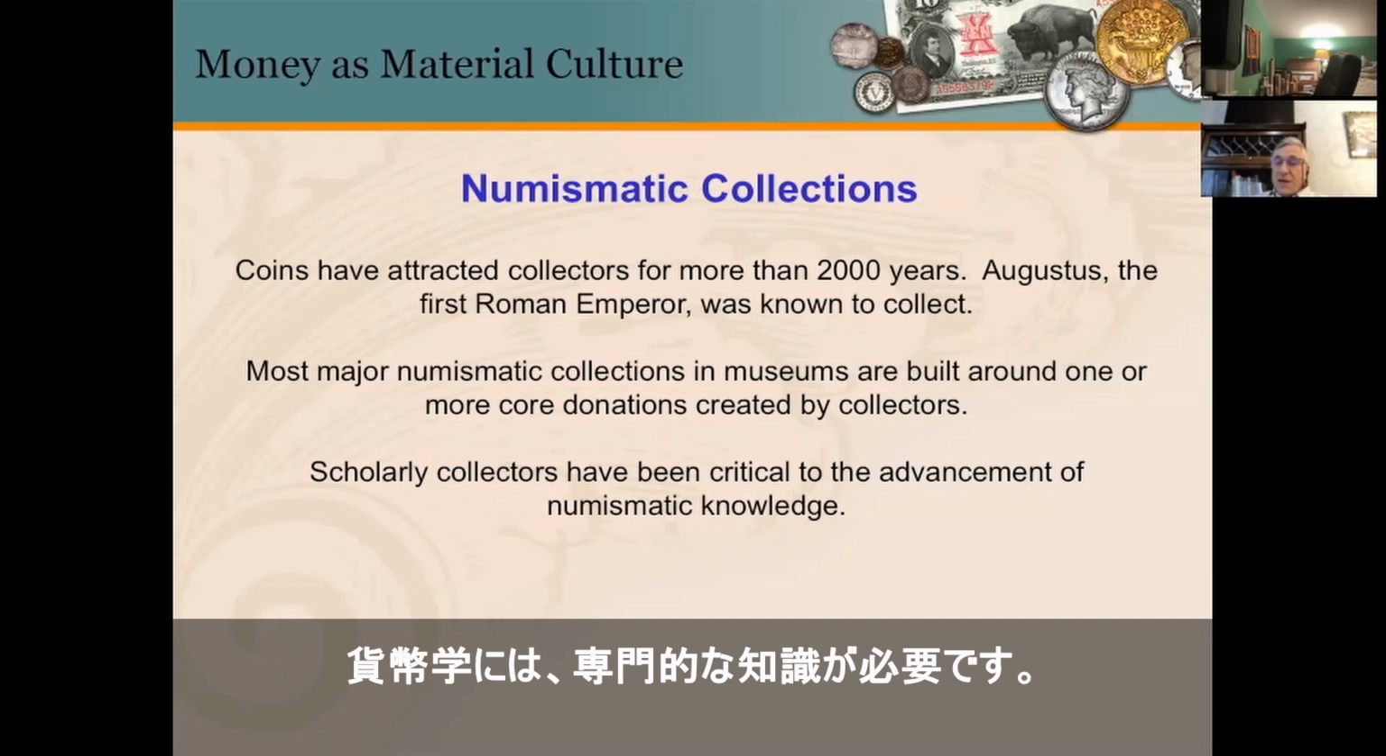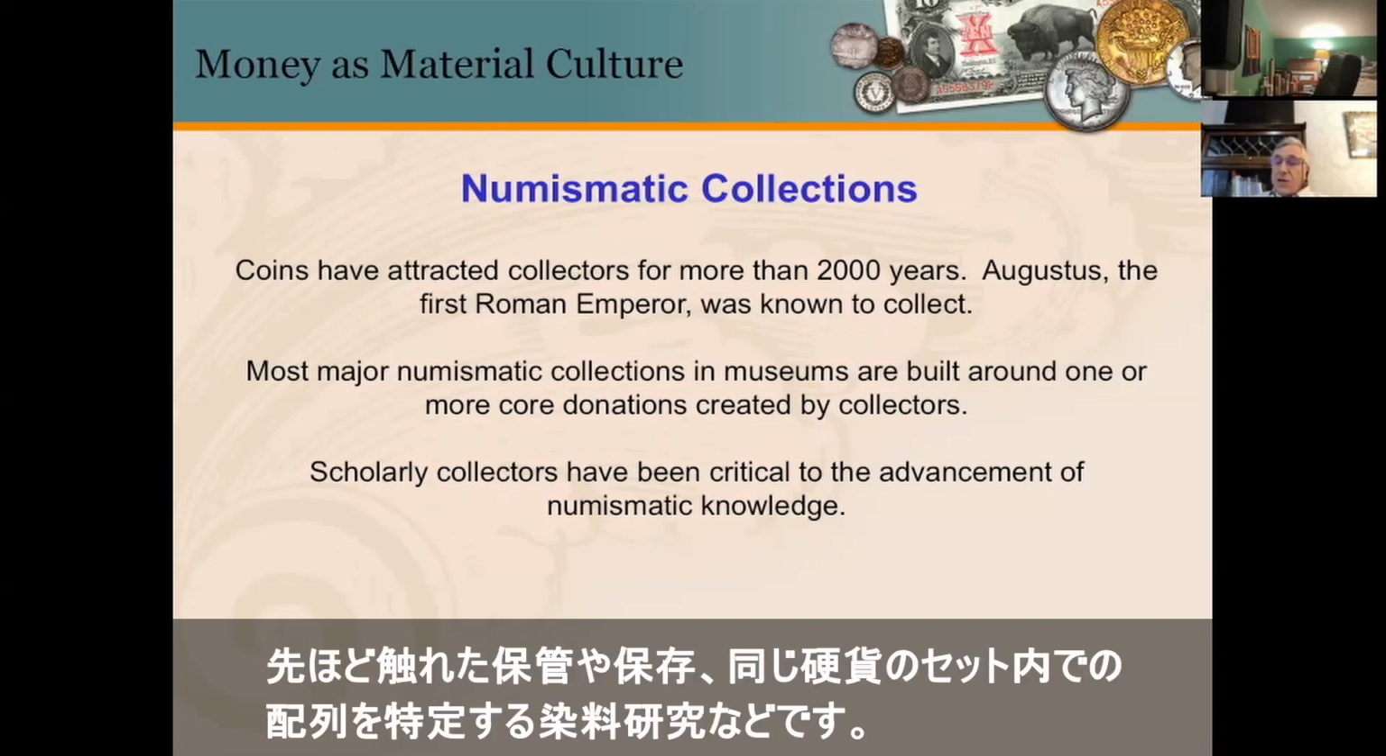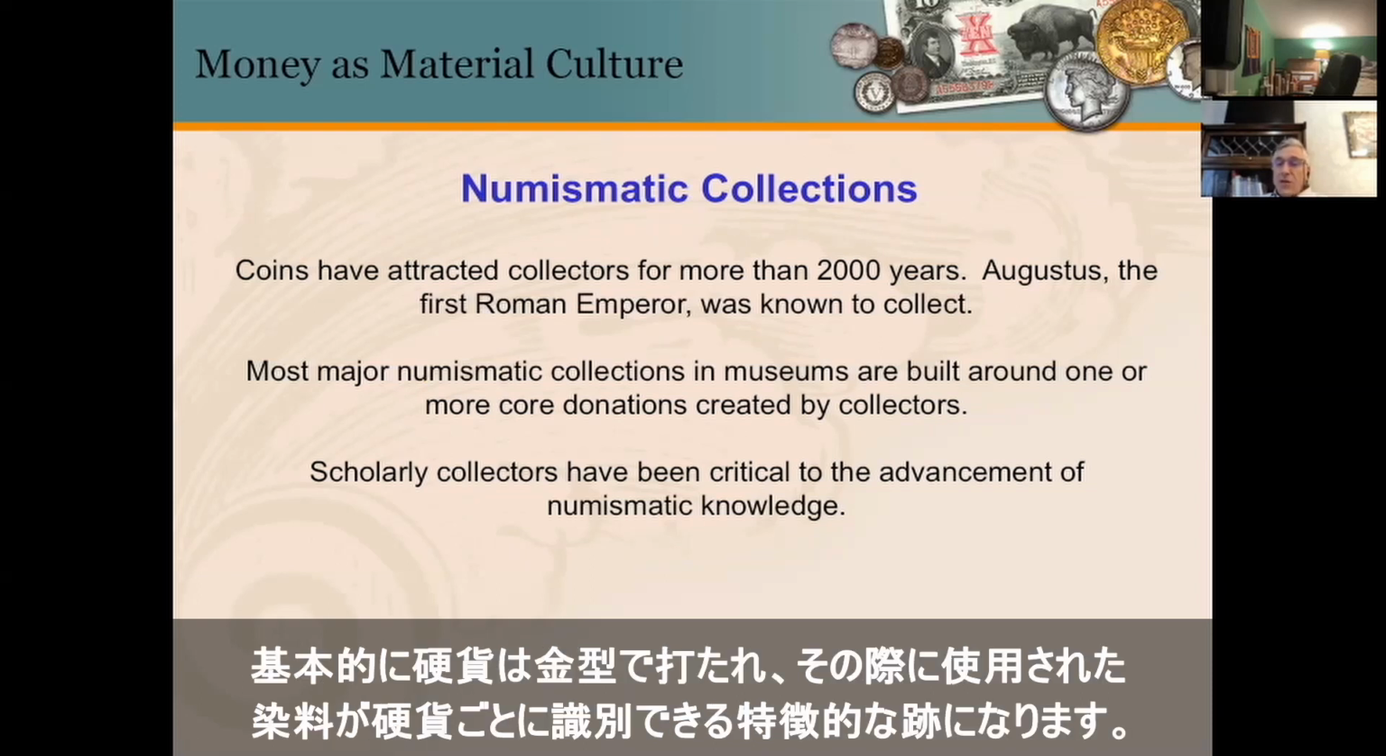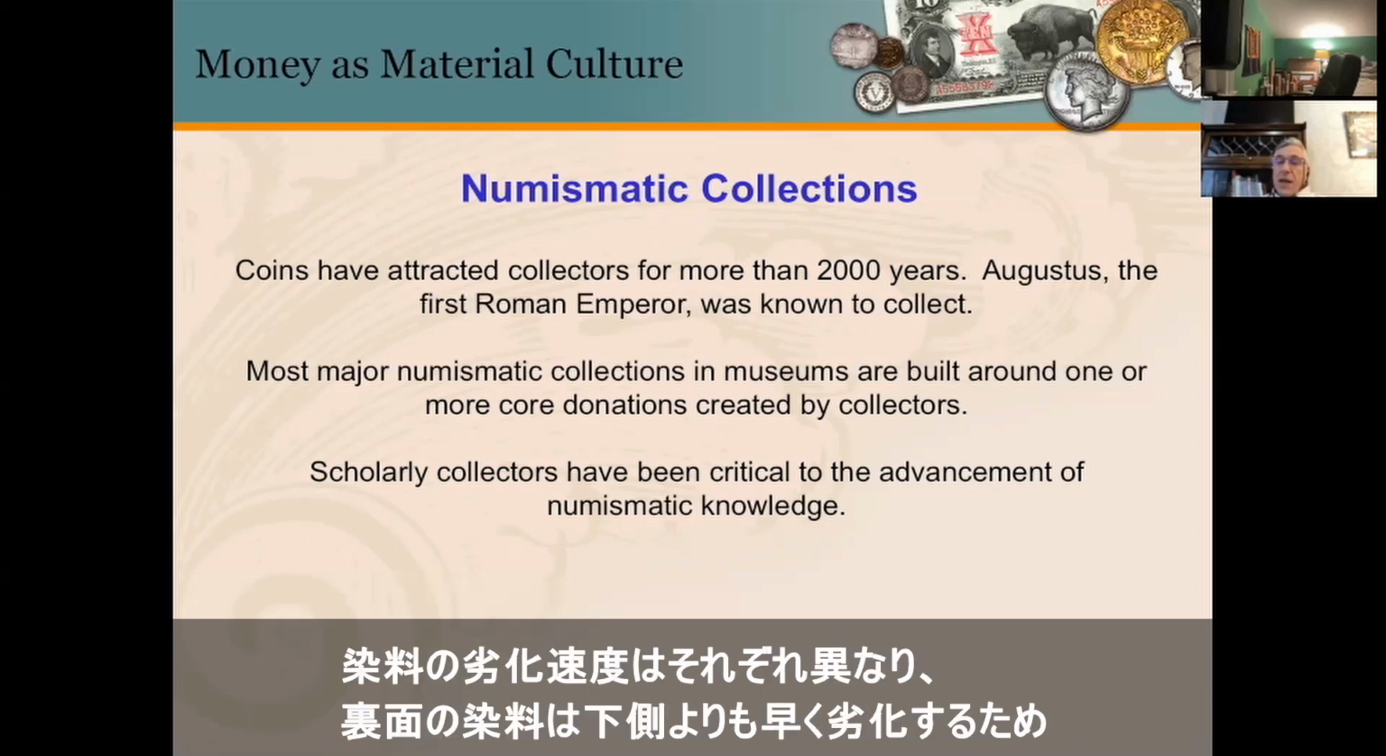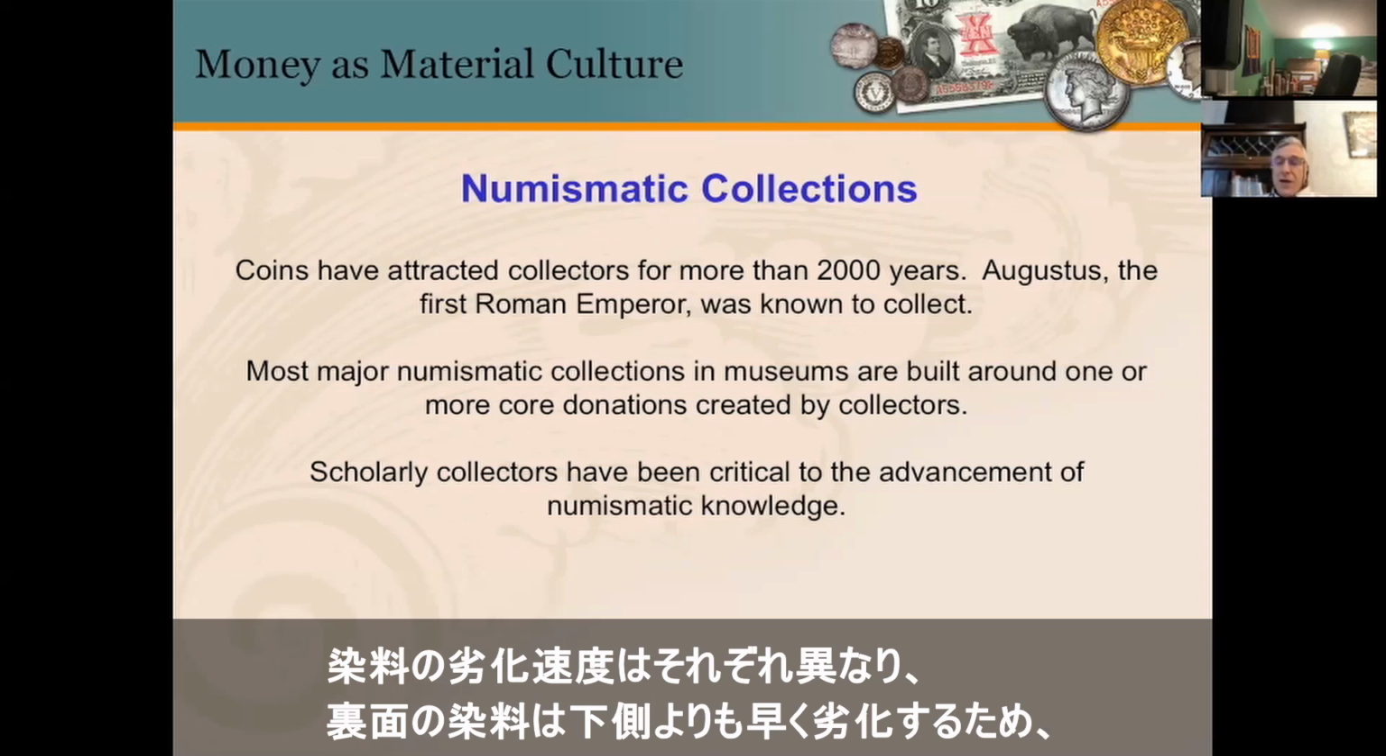There's a specialized set of practices associated with numismatics: storage and conservation, as we've touched on, and die studies that can identify date sequences within sets of the same coins. Basically, coins are struck with dies, and these dies leave characteristic marks that allow them to be identified from coin to coin in which they were used. Well, these dies deteriorated at different rates. The obverse die, the upper die, deteriorates at a faster rate than the lower die, which means you can create die sequences which allow you to date a series of coins within that issue.